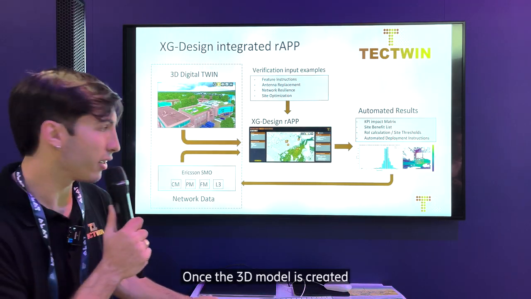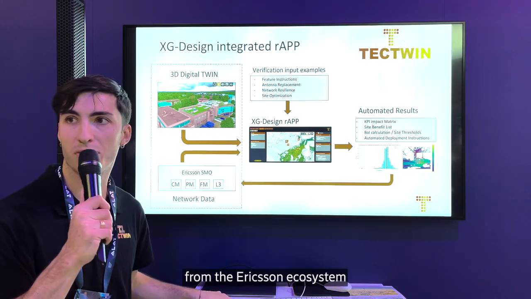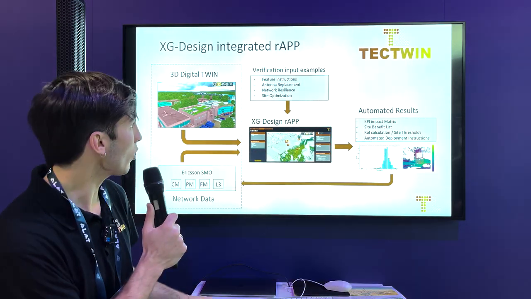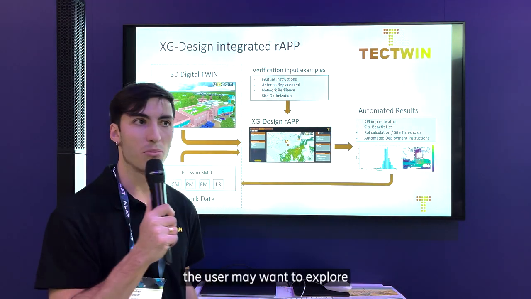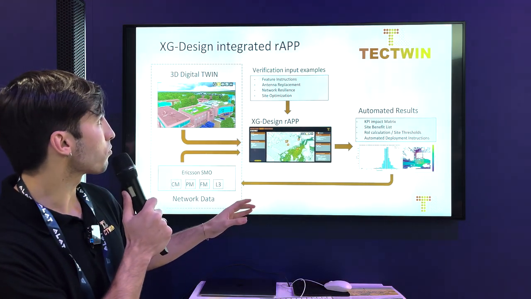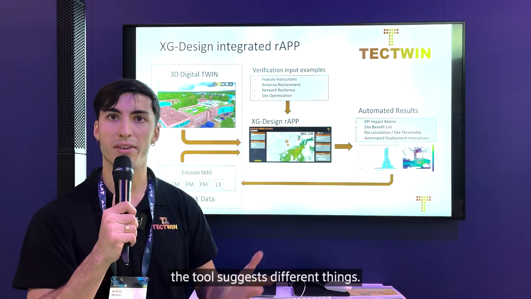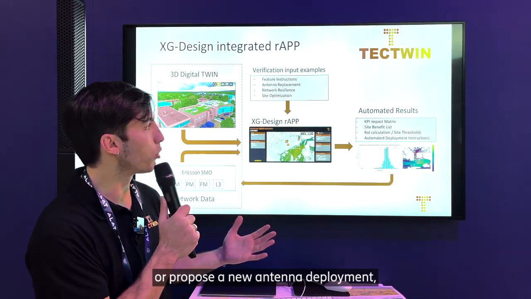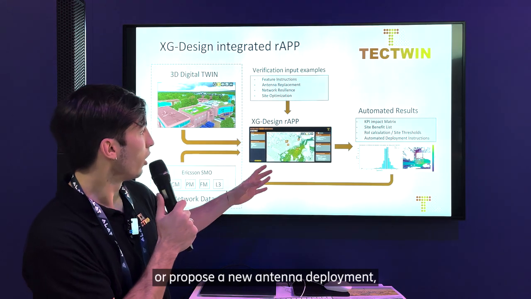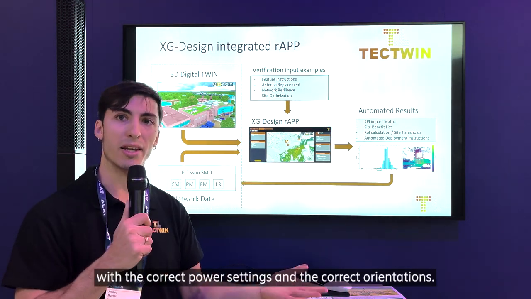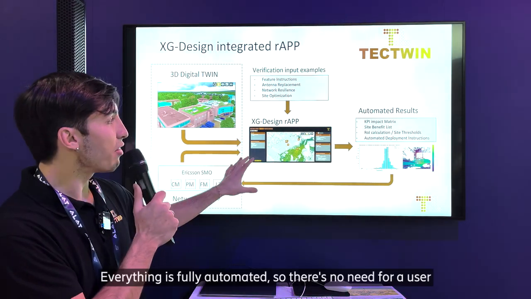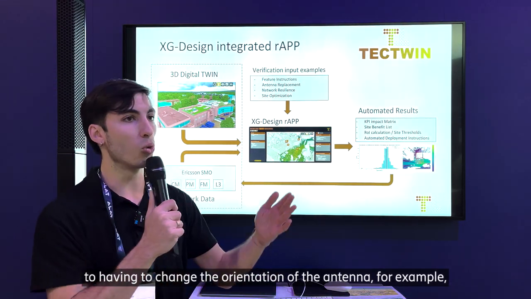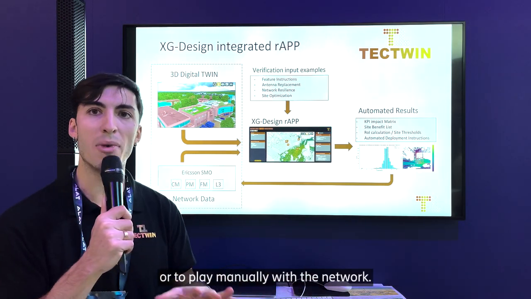Once the 3D model is created, then, as I mentioned before, we pull the CM data from the Ericsson ecosystem, and the network is simulated automatically. Based on the different use cases that the user might want to explore, the tool suggests different things. For example, it could optimize the current network configurations or propose a new antenna deployment with the correct power settings and the correct orientations. Everything is fully automated, so there's no need for a user to change the orientation of the antenna, for example, or to play manually with the network.